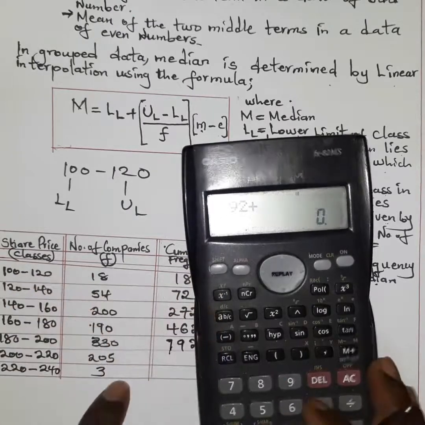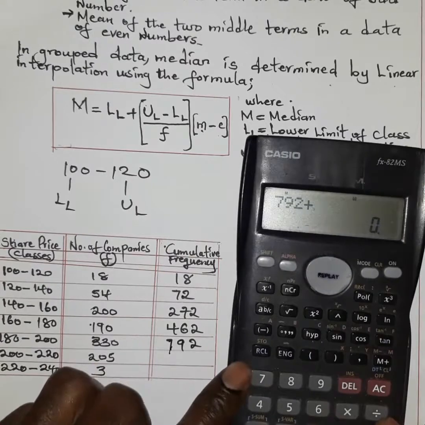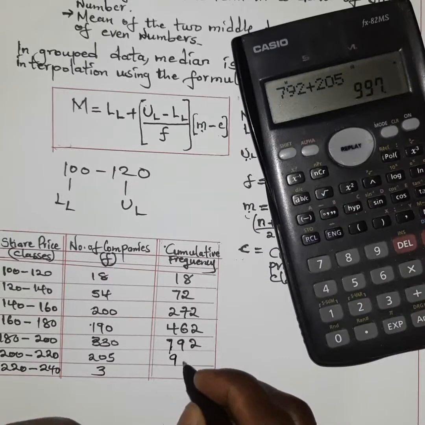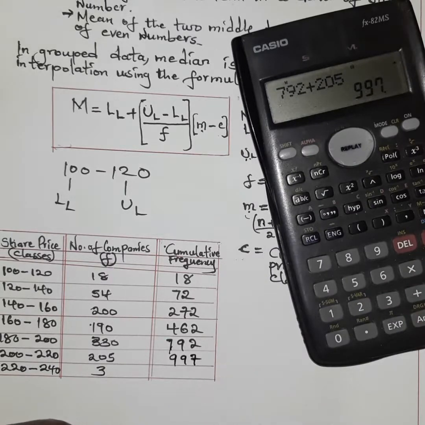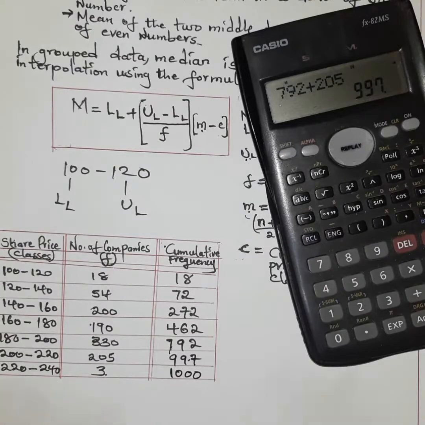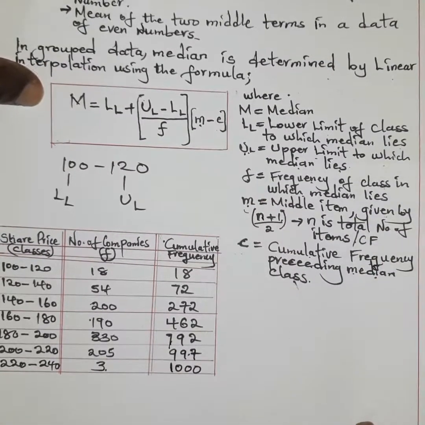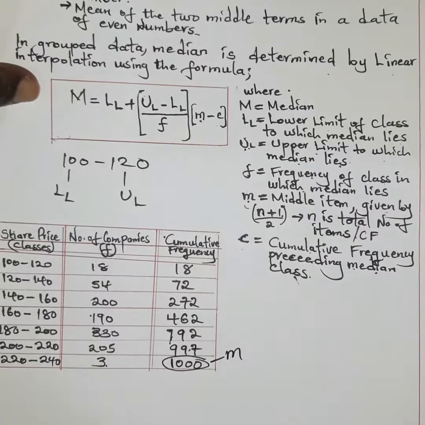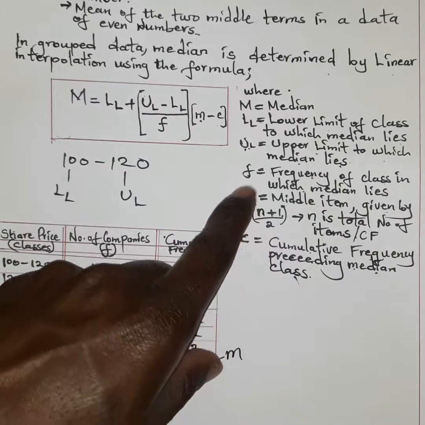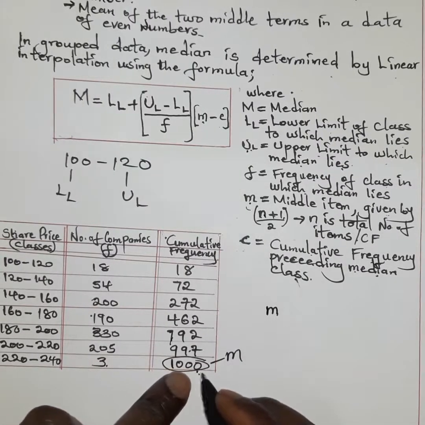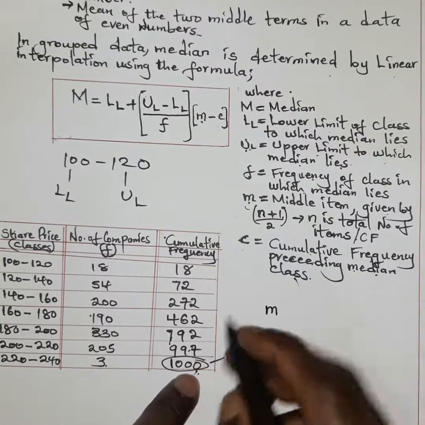Then 792 plus 205 gives 997, and 997 plus this one is supposed to give 1,000. So essentially our cumulative frequency is 1,000, just the way we are told in the question. So we have confirmed that our N is 1,000.